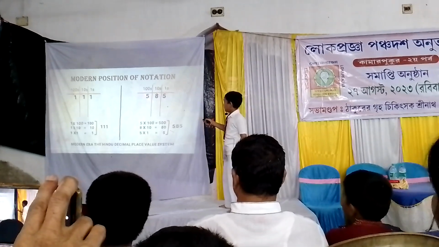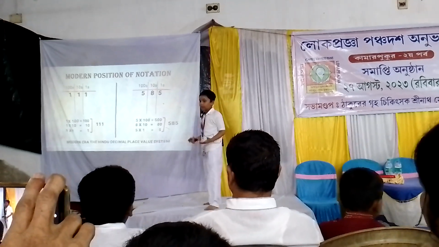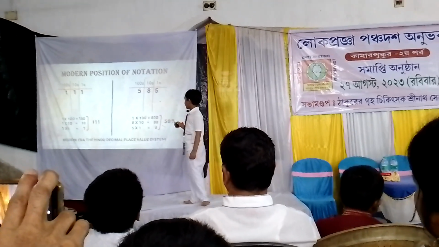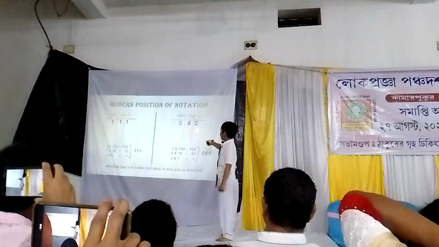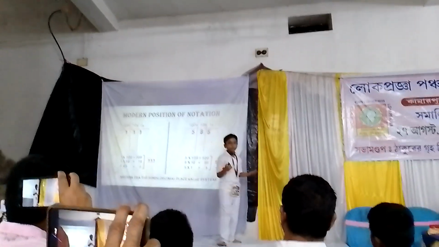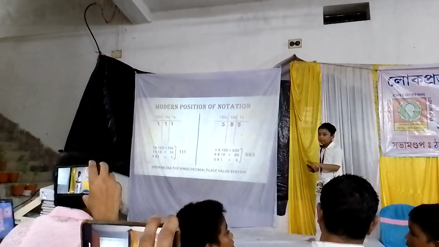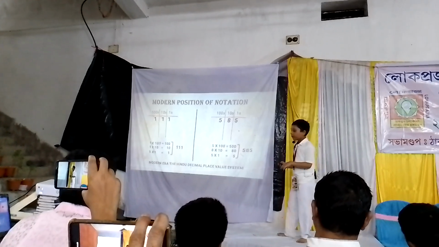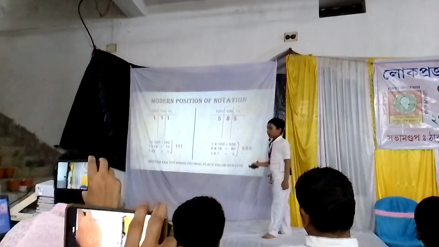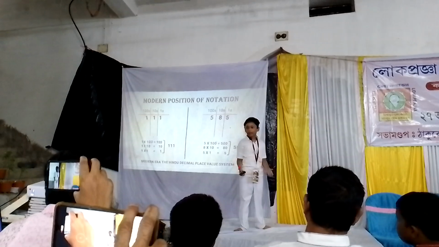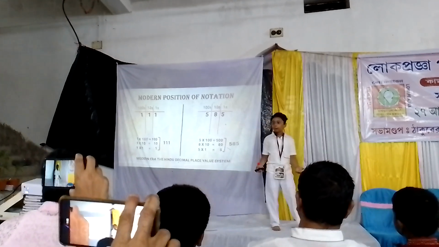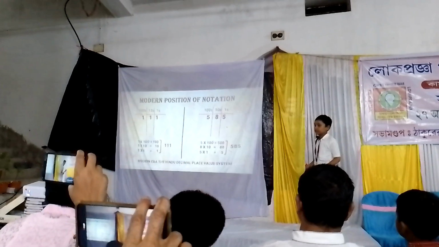Here we can see another number, 585. That's a 5 in the hundreds column, 8 in the tens column, and a 5 in the ones column. So 500 plus 80 plus 5 is the value of 585. This is the modern place value system.